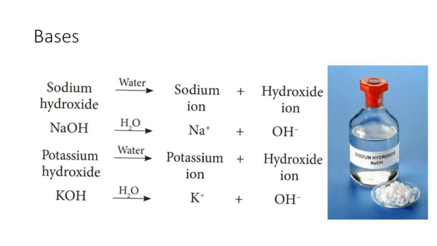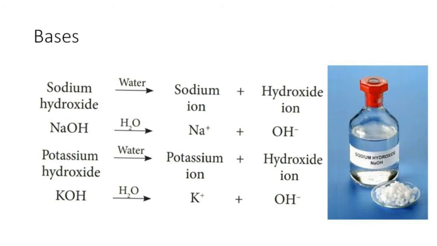contain bases. In contrast to acids, which release hydrogen ions in water, bases release hydroxide ions in water. Thus, the chemical substances that release hydroxide ions when dissolved in water are called bases. Example, sodium hydroxide, NaOH, potassium hydroxide, KOH, etc.